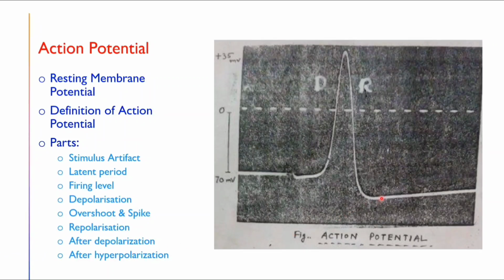Then after hyperpolarization. This portion is known as hyperpolarization, and the later portion is known as after hyperpolarization. Why hyperpolarization? Because now the polarity goes beyond the normal RMP. So it becomes minus 72 in this case. Instead of minus 70, it goes below this. That is why it is called hyperpolarization. Then again it regains the minus 70. The importance of after hyperpolarization is that it is because of the activity of the sodium potassium pump.